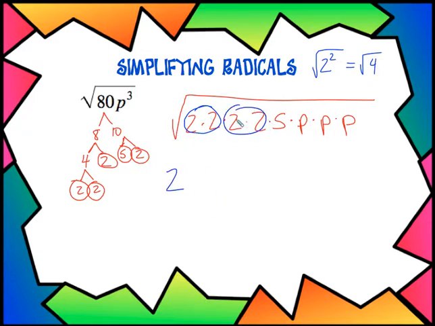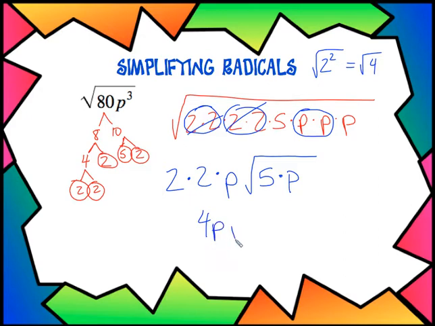Then we can take these 2's out, and they're going to be outside the radical. Now the 5 can't pair with anything because we don't have another 5. P can pair with P, and it can come outside the radical. And then anything that didn't pair up gets left inside the radical. Now all of this is being multiplied, so anything that comes out gets multiplied together and anything that stays inside gets multiplied. So 2 times 2 times P is 4P, and 5 times P is just 5P. And that is your answer.